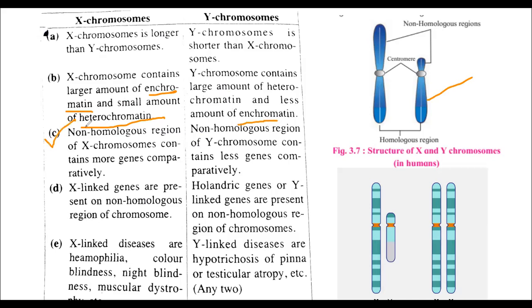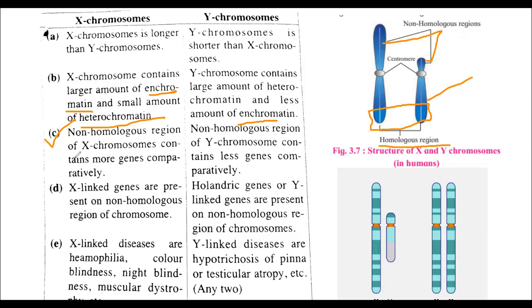Next point, the non-homologous region of X contains more genes. Now, we just saw what is homologous and non-homologous. Non-homologous means no similarity. Homologous means similarity. In this region we can see they have a similar shade of blue, so they have some similarity between X and Y. That is why it is known as the homologous region. This has no similarity, so it is the non-homologous region.